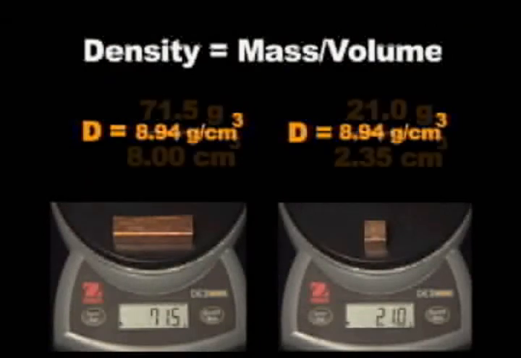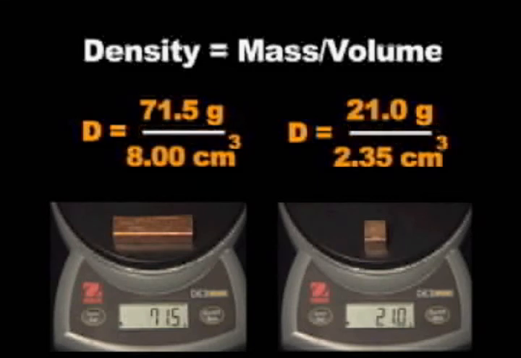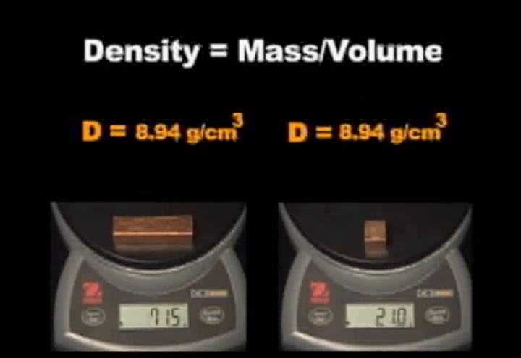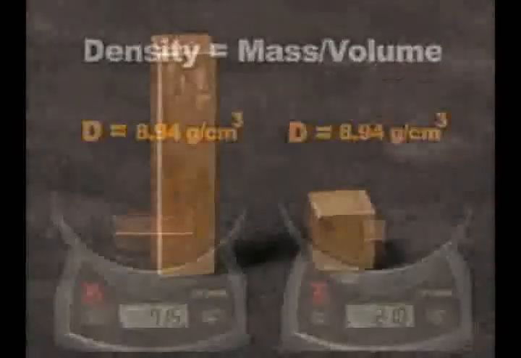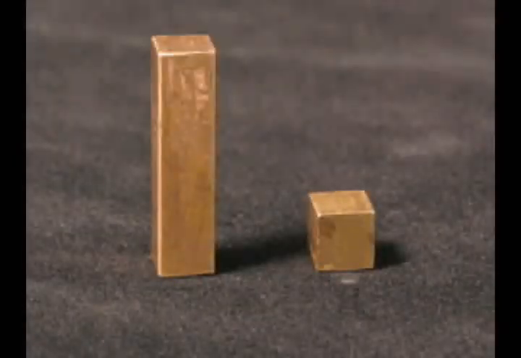The copper bar's mass is 71.5 grams, and its volume is 8 cubic centimeters. The copper cube's mass is 21.0 grams, and its volume is 2.35 cubic centimeters. If we arrange these measurements as ratios of masses over volumes, we'll see that even though the masses and volumes are different, the ratio of the mass to the volume in both the bar and the cube are the same. This ratio is copper's density. The density of copper is the same, regardless of the size of the sample.